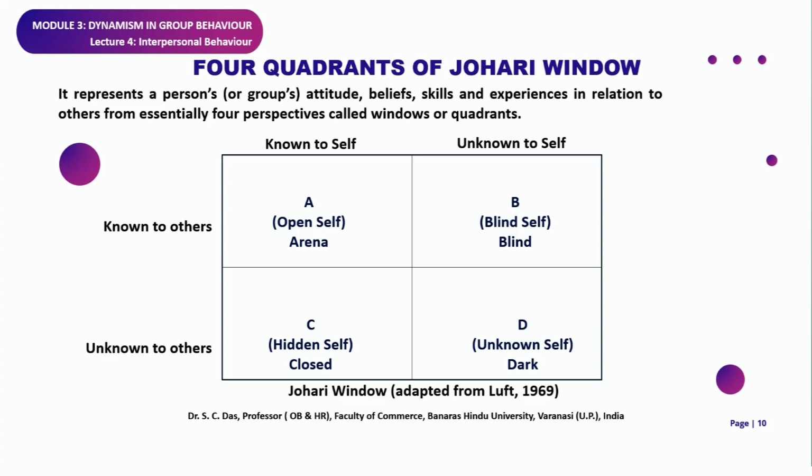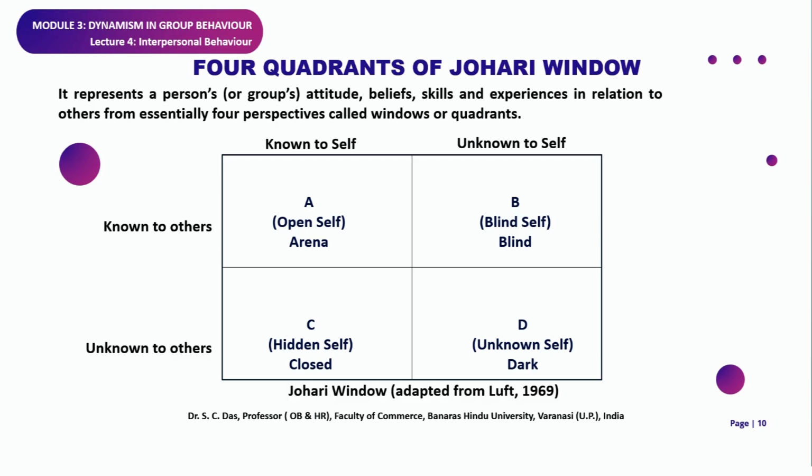Now what exactly it is basically: it represents a person's attitude, beliefs, skills and experience in relation to others from essentially four perspectives called windows or quadrants. The Johari Window is adapted from Luft 1969. As I told, it is the technique of understanding self and others. Known to self and known to others, I think it is the open self. It is the first quadrant.